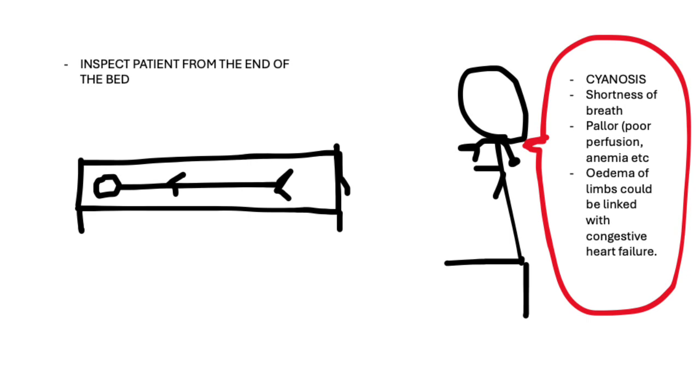Now we begin with the general inspection. Stand at the end of the bed and observe the patient carefully. Look for any signs of cyanosis, shortness of breath, or general pallor, which might indicate anemia or poor perfusion. Also look for peripheral edema in the lower limbs, which can be associated with congestive heart failure. This brief inspection gives you early clinical clues before you move into the physical examination.